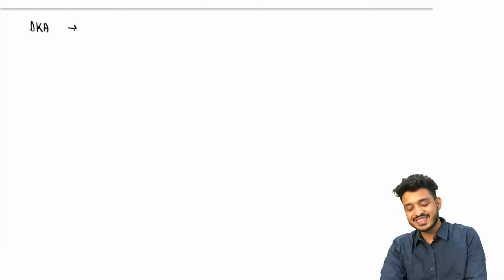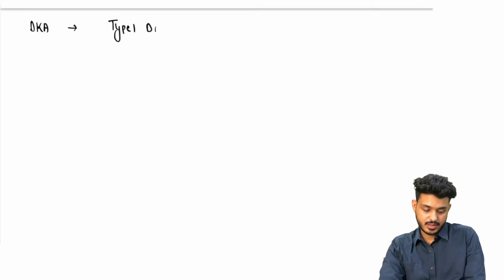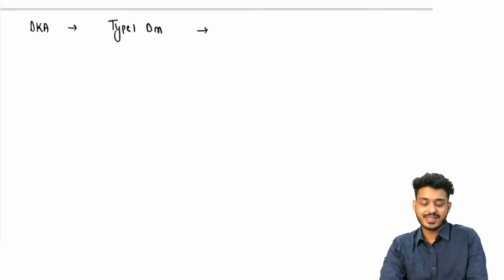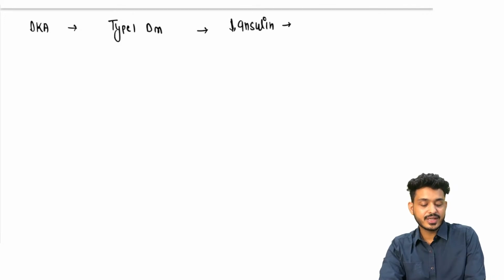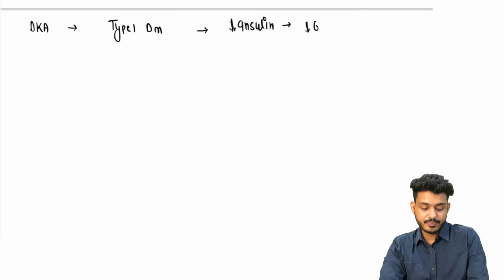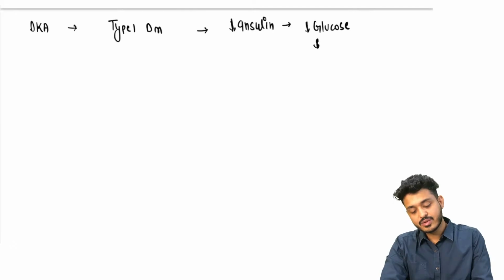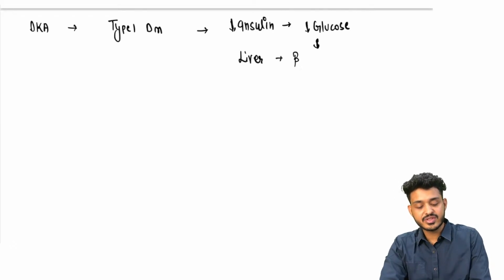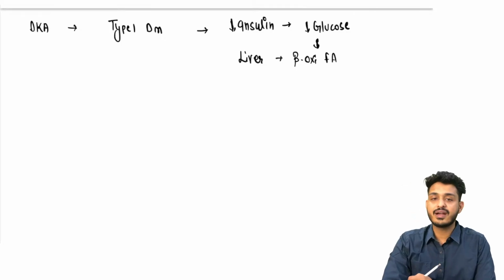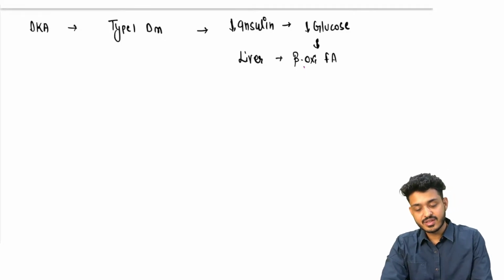It is generally seen in type 1 diabetes mellitus. In type 1 diabetes mellitus, there will be a decrease in insulin. If there is a decrease in insulin, glucose cannot go inside the cells, so there will be a decrease in glucose inside. If there is a decrease in glucose, what will the liver do? The liver will start the beta oxidation of fatty acids, and this beta oxidation will be making what?